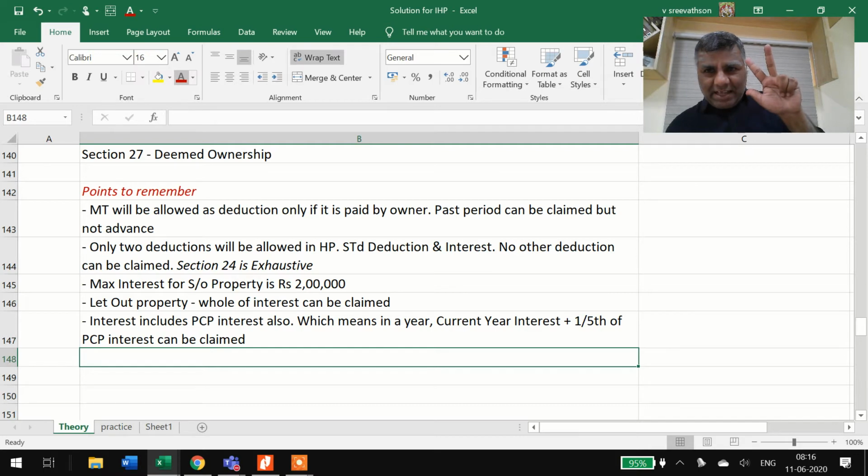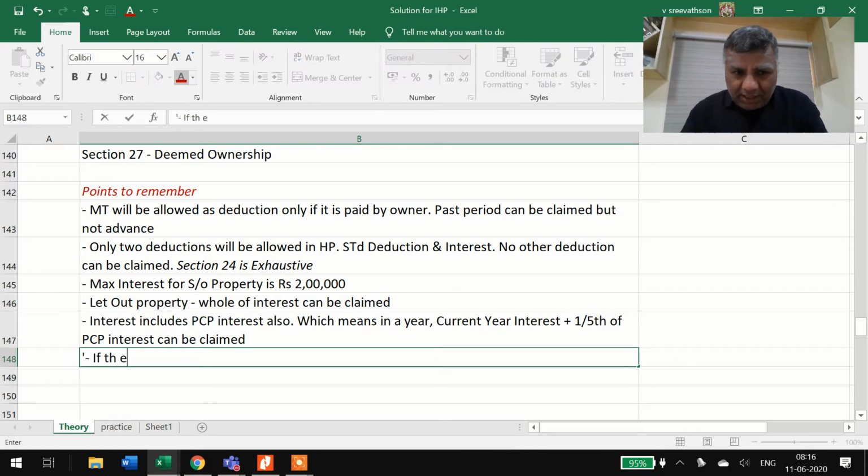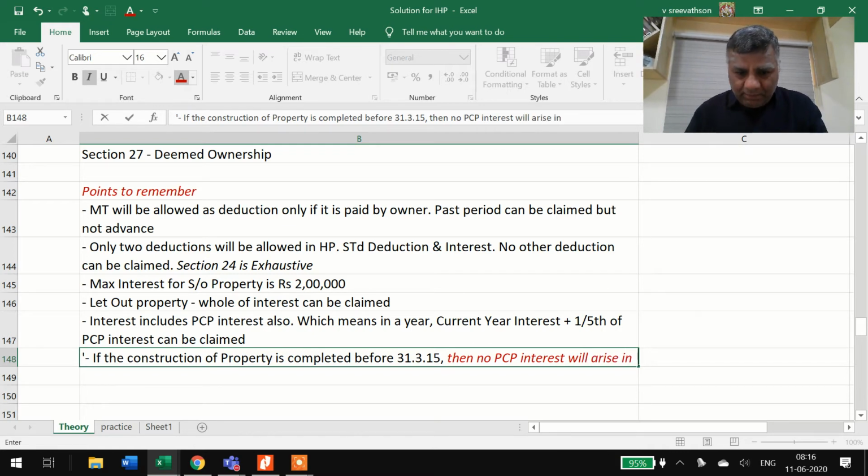1819, 1718, 1617, 1516. So, if your interest starts from 1516, 1920 becomes your last year. So, I write, if the construction of property is completed before 31/3/2015, then no PCP interest will arise in 1920.